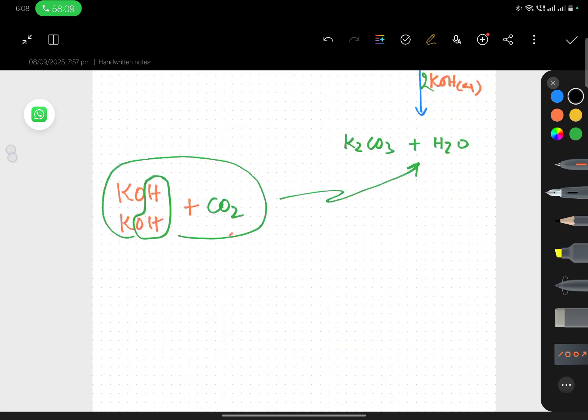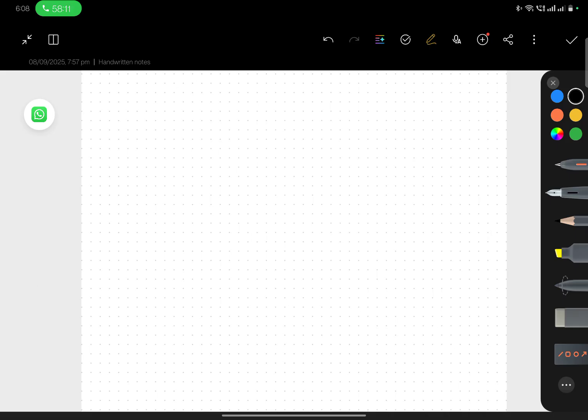Now let's keep moving to the next part. So we are done with the preparation of hydrogen. Now we are going to see the preparation of deuterium. Write down.